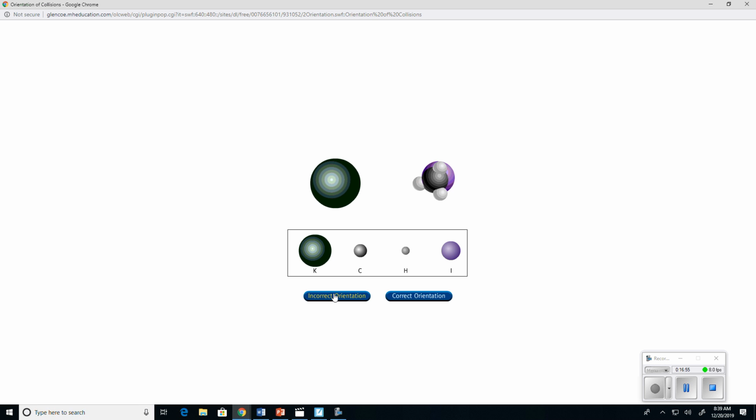This reaction is most favorable when the potassium atom collides head-on with the iodine atom in CH3I. In this reaction simulation, the potassium atom collided with one of the hydrogen atoms of CH3I. With this collision orientation, few or no products are formed. So if they hit the wrong way, they're not going to make anything. They have to hit the right way, correct orientation. This reaction is most favorable when the potassium atom collides head-on with the iodine atom in CH3I. Otherwise, few or no products are formed.